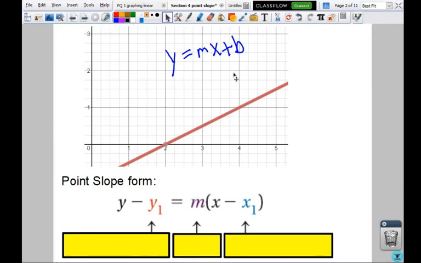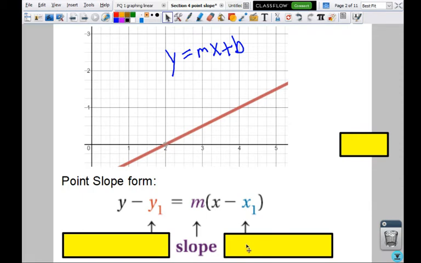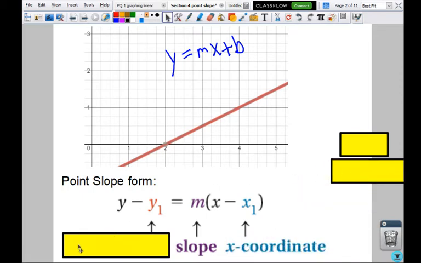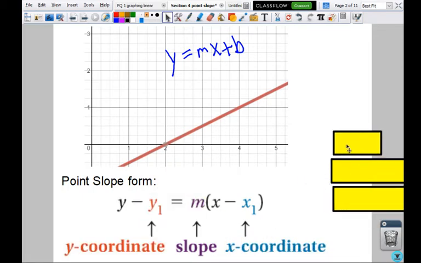Because for point slope, all you need is your slope, which is m, and then you need a point on the line, which is x1 and y1. x1 is an x coordinate, y1 is a y coordinate. That's why it's called point slope. You have a point on the line, and then you have your slope. So in a lot of cases, I almost like this better because it's easier to find your equation. You don't need to find your y-intercept. You just need your slope and a point.